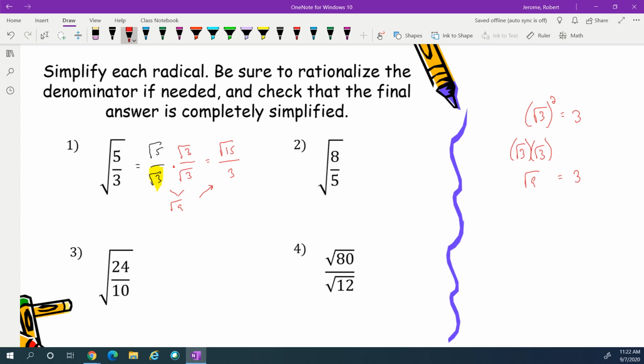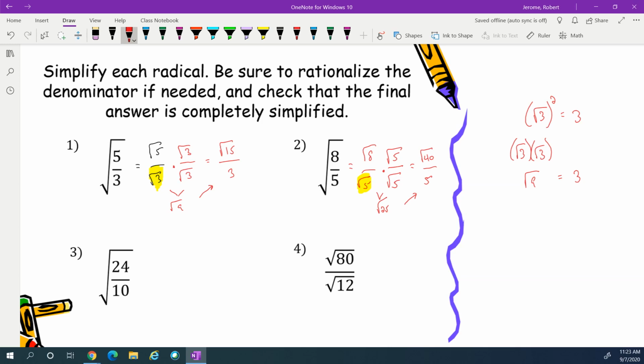So let's take a look at number 2. Square root 8 over square root 5. The problem is we are not allowed to have that radical in the denominator. So what are we going to do? We're going to rationalize it. So this is, again, rationalizing the denominator, meaning we multiply by the radical. Now we have a square root 40 in the numerator and a plain old 5 in the denominator, because this is a square root 25, which is just a 5.